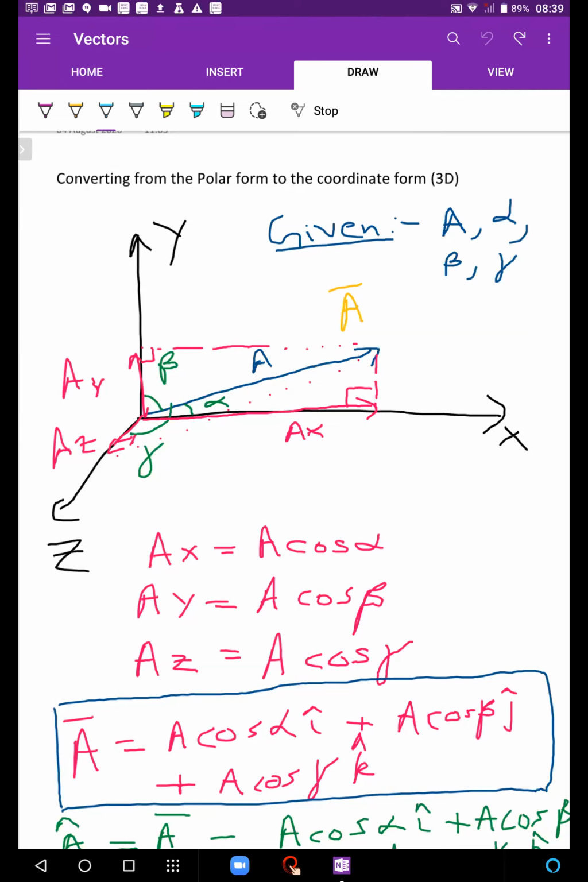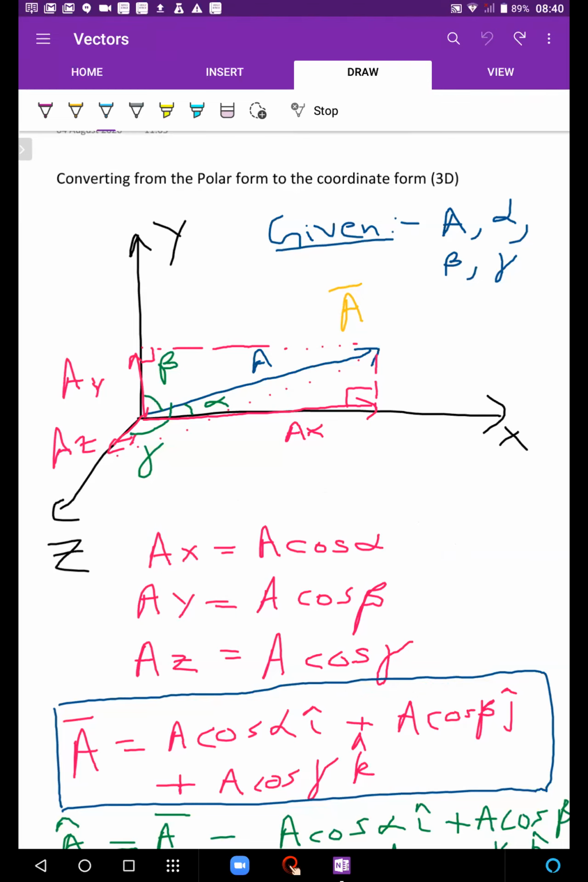So Ay is a cos beta, and finally similarly Az, drop a perpendicular onto the z axis. This component is Az. Az is adjacent to gamma. Okay, it's not very clear from this diagram, but imagine Az to be found the way you found Ax. So Az is adjacent to gamma, so Az is a cos gamma. Just as Ax is a cos alpha, Ay is a cos beta, Az is a cos gamma.